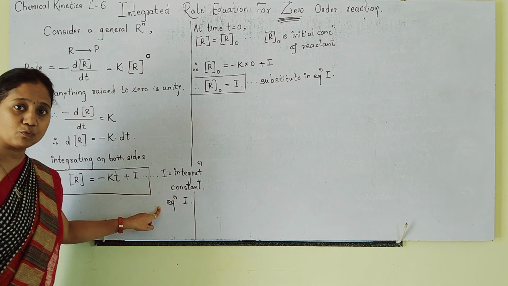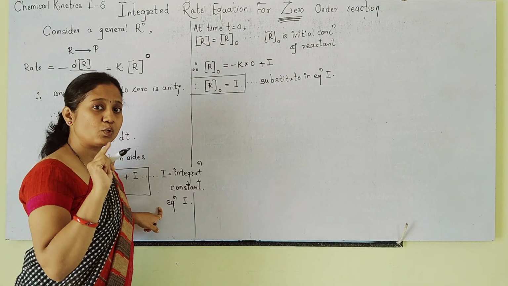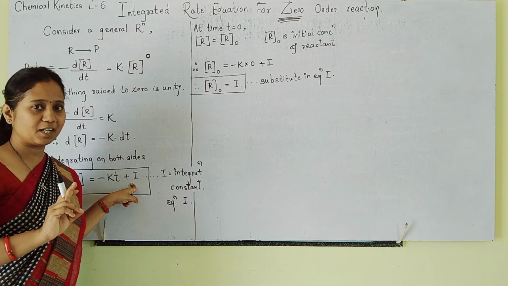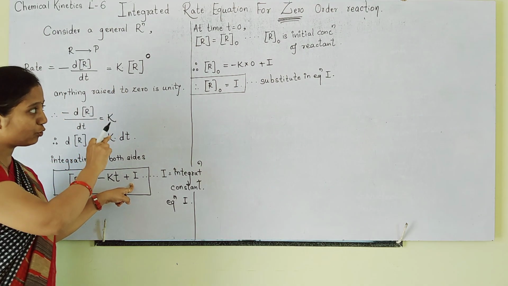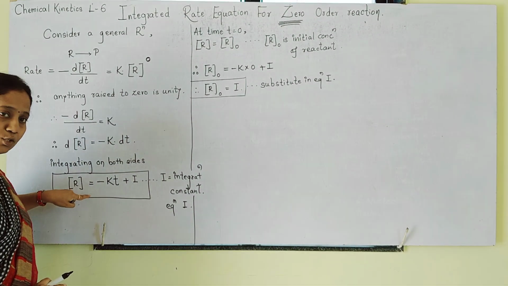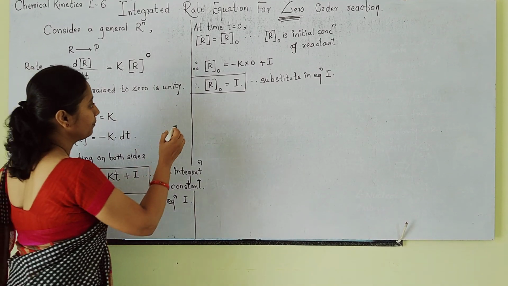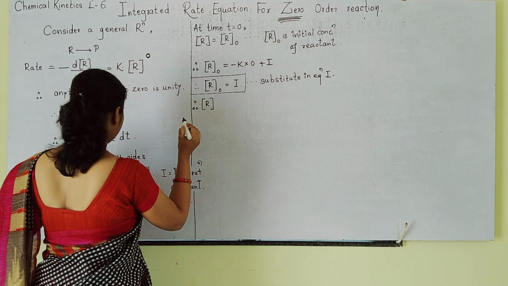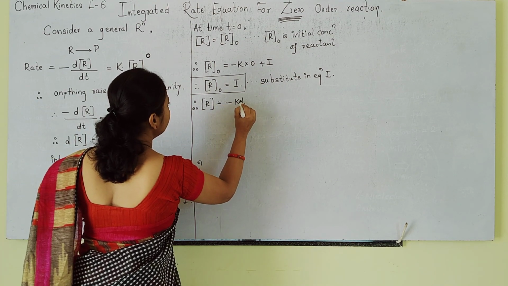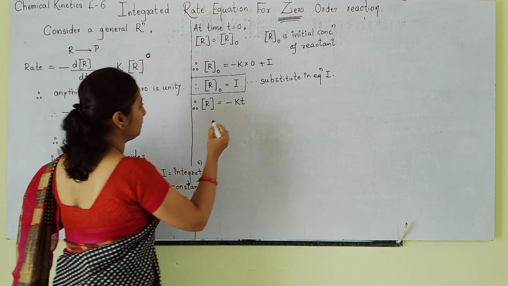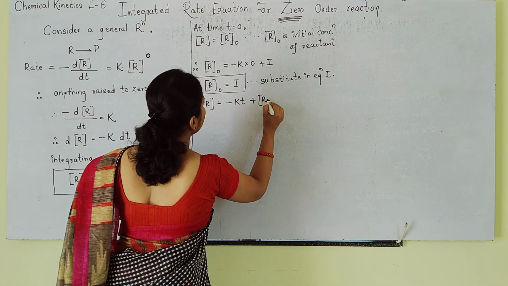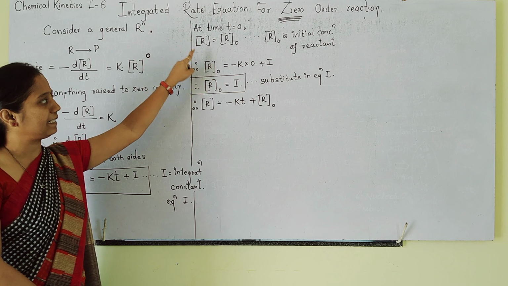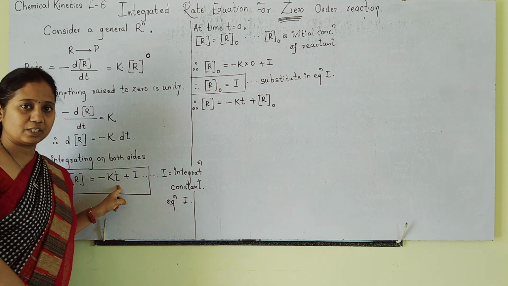See here, this is our equation 1. Which equation will you call equation 1? The one where you are writing the integration constant I. That becomes your equation 1. Substitute that I is equal to R naught here. So what becomes the equation, students? Therefore, R is equal to minus kT plus I, and I is nothing but R naught. Whatever you get at time 0, that you should substitute in equation first.